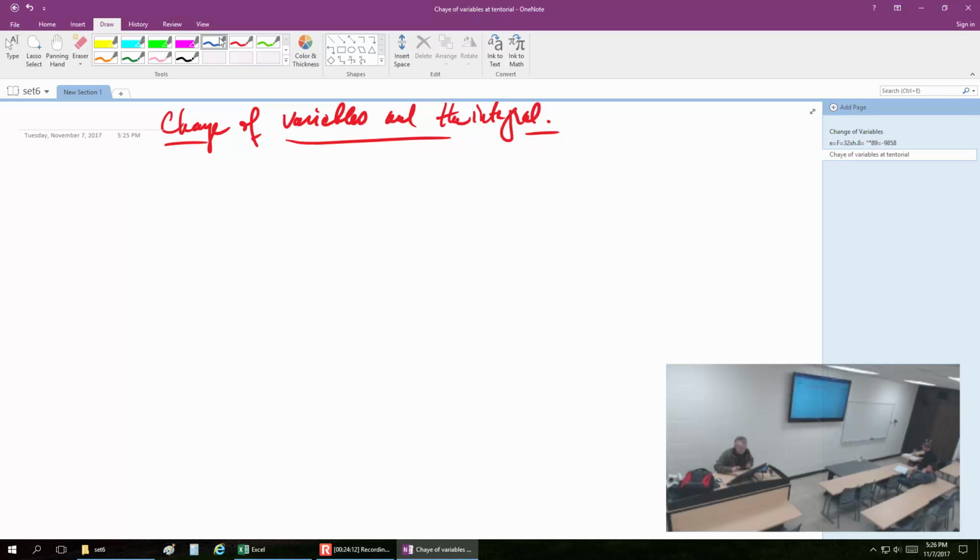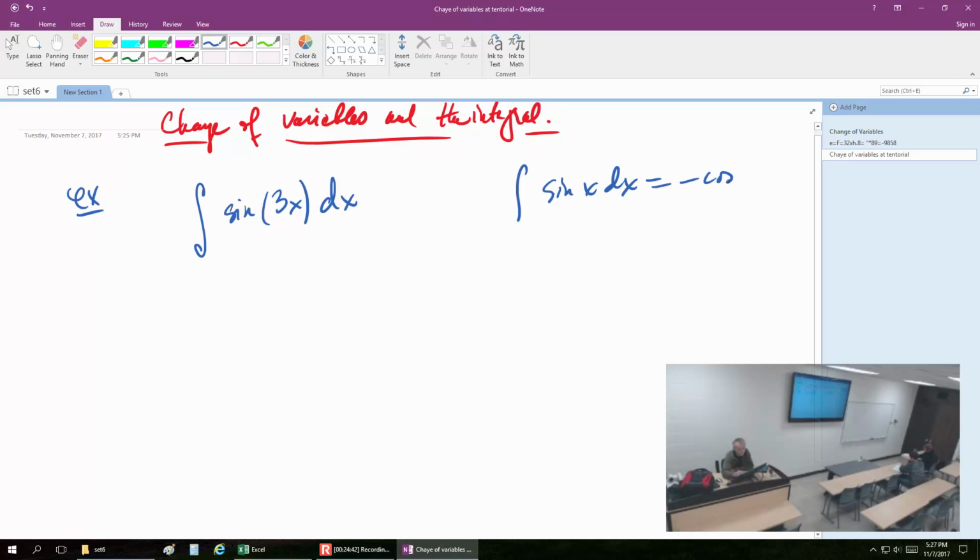Well, here's an example. We need to evaluate an integral, say sine 3x. So to find an antiderivative of sine 3x. Once again, think of it as we know the antiderivative of sine x dx is equal to negative cosine x plus c. Somehow it's a different function altogether, so it's not going to be easy, but there is no other information for us to use but this.